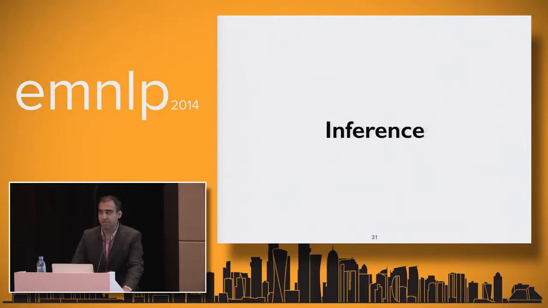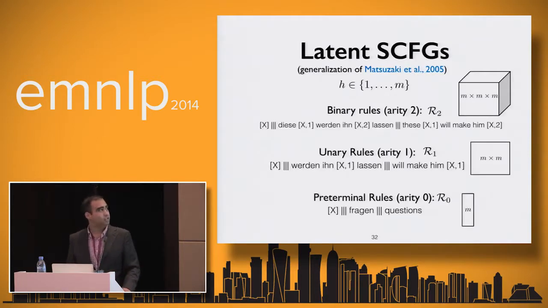So first, let me discuss inference, and after discussing inference, you'll be able to see how the latent CFG model works at some level. This is, first of all, a generalization of some previous work in latent PCFGs. This isn't the standard way of describing latent PCFGs, but in terms of these tensors and matrices, which I'll discuss, it makes it easier for the spectral method, as we'll see later.